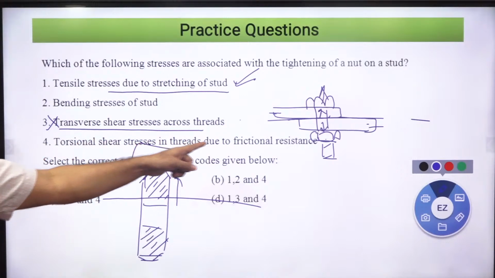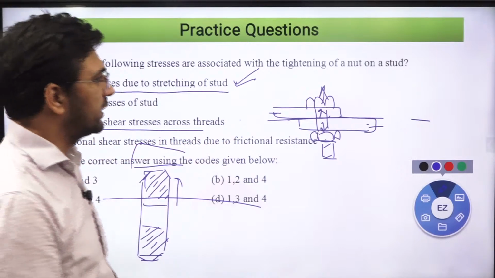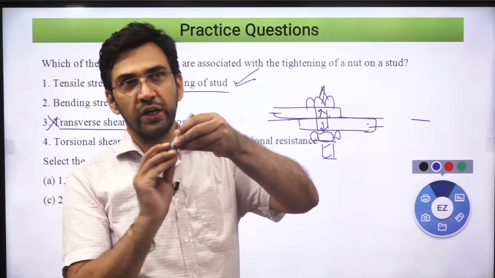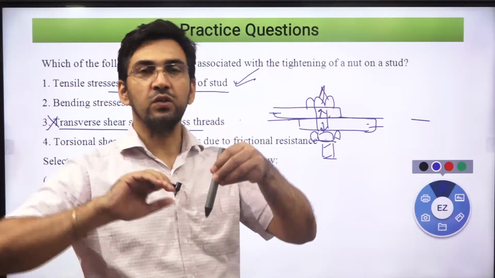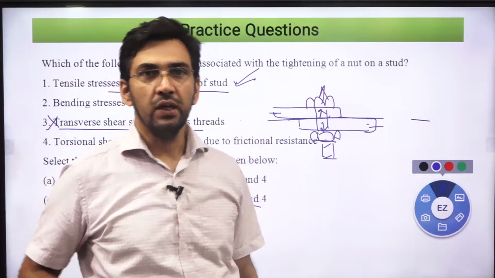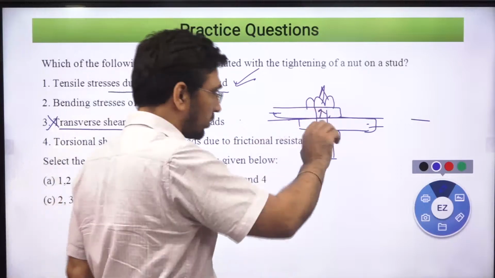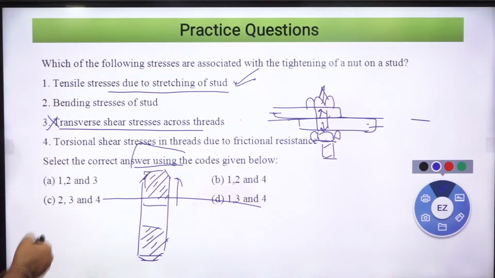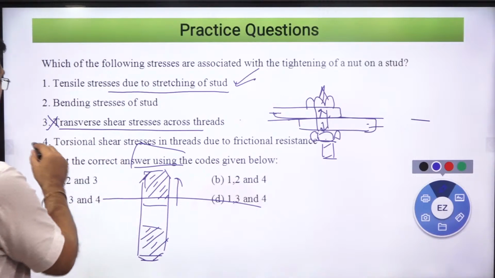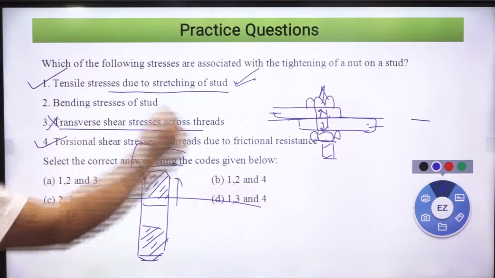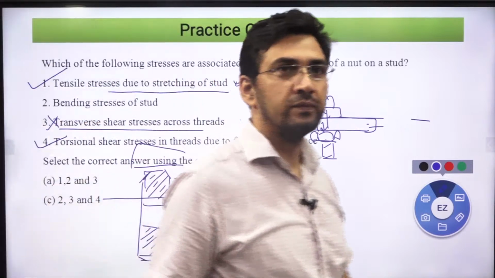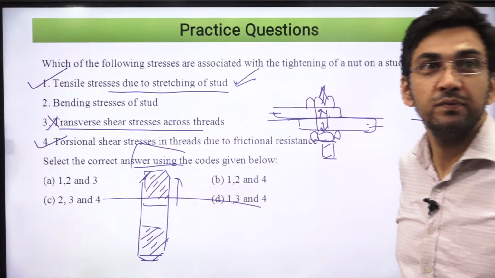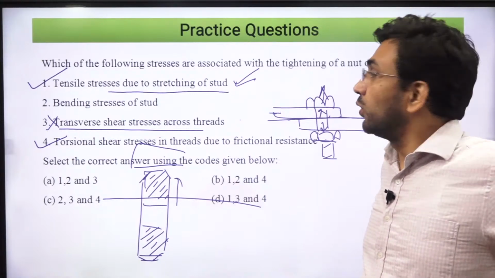Torsional shear stress in the threads due to frictional resistance. Obviously ये तो आप समझ सकते हो कि threads हैं, join किए हैं आपने, तो when you want to rotate them, तो threads will slide over each other, तो torsional shear stresses तो exert करेंगे, because nut को जब आप tight कर रहे हो तो torque तो लगेगा ही लगेगा, because of frictional resistance that you are going to have. इसका मतलब है ये statement भी correct है. So I know that 1 and 4 are correct. Right? Give me the answer now.